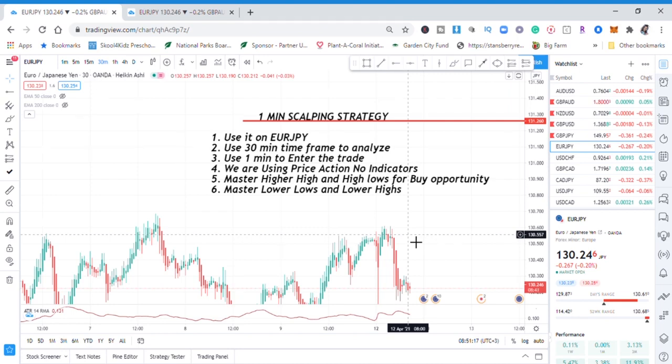smoothly. The other thing is to use the 30 minutes time frame to analyze your charts. You need to use a higher time frame. You cannot just go to 1 minute and analyze the market. You need at least a higher time frame, and in this case we'll be using the 30 minutes time frame. The third thing, use 1 minute to enter the trade. That's why it's a 1 minute scalping strategy, because in your 1 minute time frame, you'll get the entry.